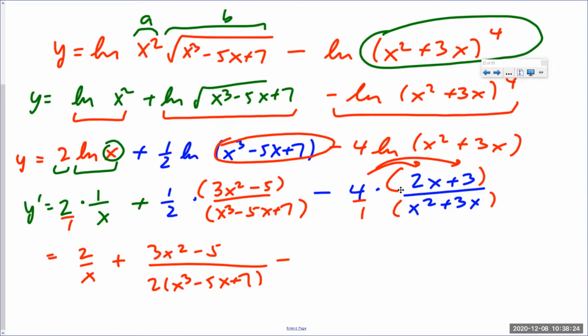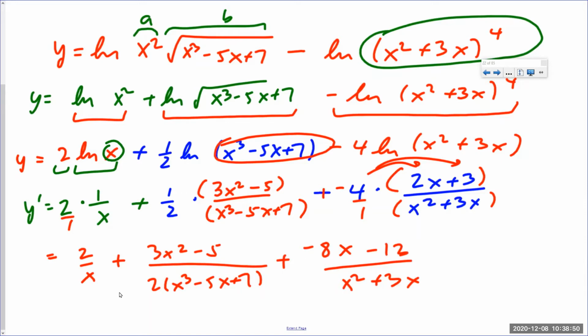So negative 4, so let me just put a plus sign. This is really plus minus, right? Negative is really plus minus. So it's plus negative 4 times 2x, which is negative 8x, plus negative 4 times 3, which is negative 12 over x squared plus 3x. Okay, and that was just something simple to remind you guys how to distribute negatives. Okay, and that is my final answer.